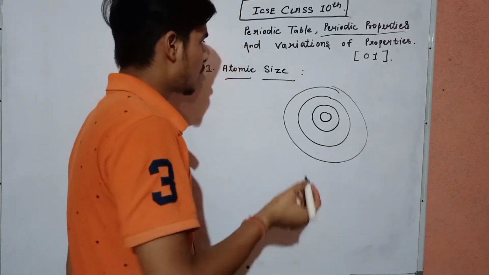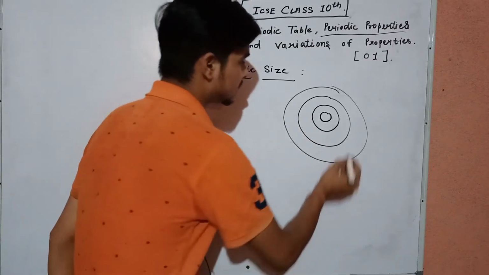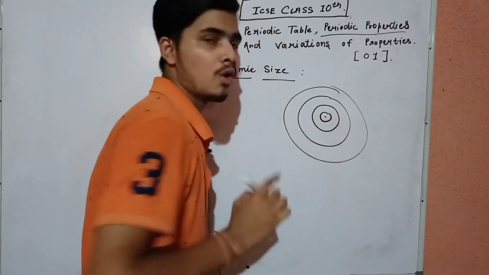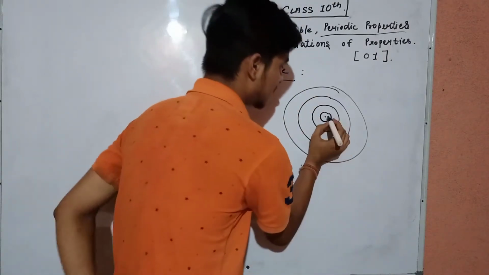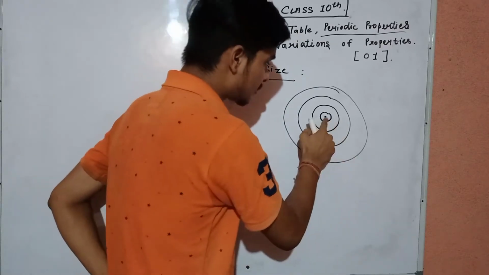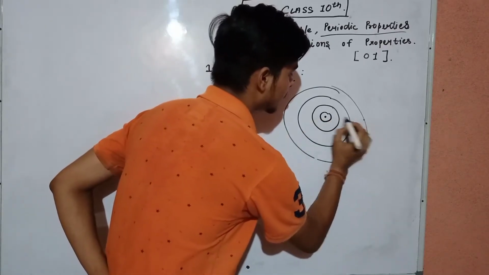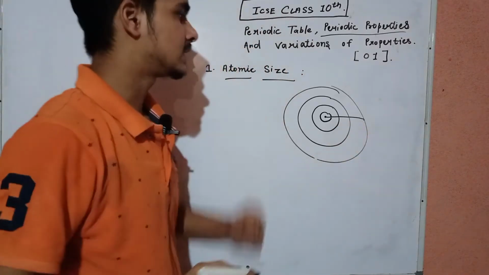Okay, so what is atomic size? It is defined as the distance between the center of the nucleus and the outermost shell. Let's take this point. So the distance from the center of the nucleus to the outermost shell is called the atomic size.